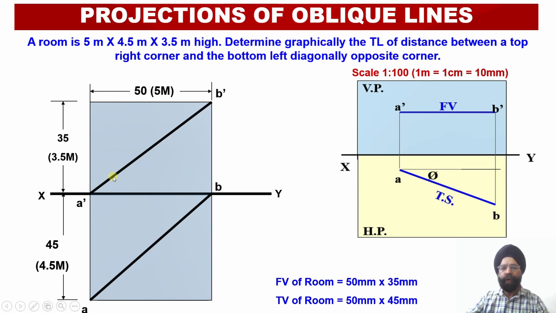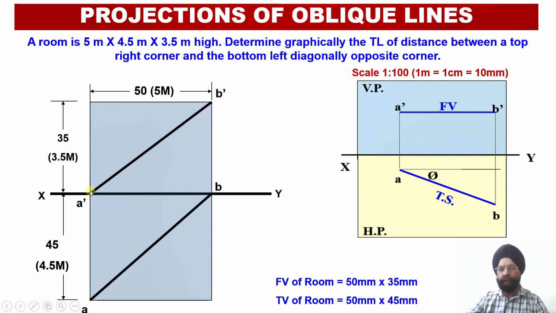Here in the front view as well as in the top view, we have observed that A dash B dash happens to be inclined to the horizontal plane. Similarly, the AB projection, that is the top view projection, is also not parallel to the vertical plane. It is also inclined to the vertical plane. So here we have a situation in which the front view projection A dash B dash is inclined to the horizontal plane, whereas in order to obtain the true length, we need to obtain the apparent length in elevation which should be parallel to the horizontal plane.